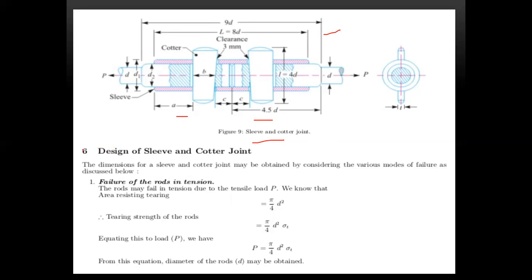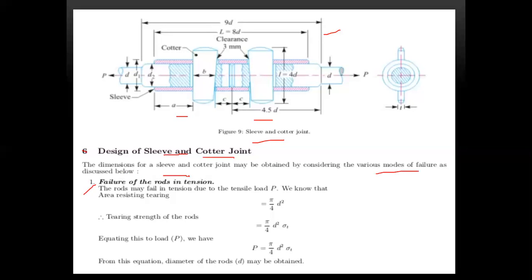Now we will design the sleeve and quarter joint. The dimensions of the sleeve and quarter joint may be obtained by considering the following modes of failure. So what is the first one to design? To design the rod in tension.